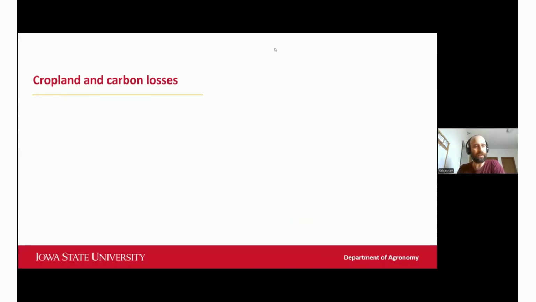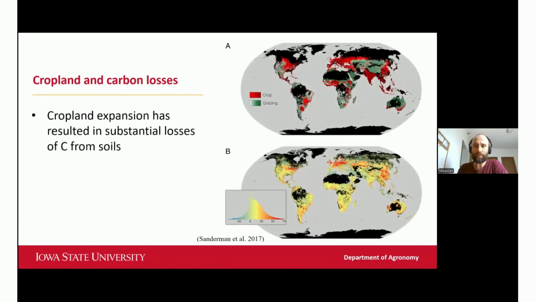So I want to start talking about cropland and carbon losses. In this map that I have on the right, in the upper panel, we can see the croplands and the grazing lands. And in the bottom panel, we can see an estimation of the carbon losses. If we look at those maps, we can see that it's a very good match between the croplands and the carbon losses. So cropland expansion has resulted in substantial losses of carbon from soils.